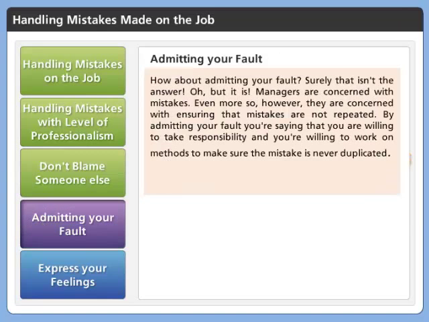Admitting your fault. How about admitting your fault? Surely this isn't the answer. Oh, but it is. Managers are concerned with mistakes. Even more so, however, they are concerned with ensuring that mistakes are not repeated. By admitting your fault, you are saying that you are willing to take responsibility and you are willing to work on the methods to make sure the mistake is never duplicated.